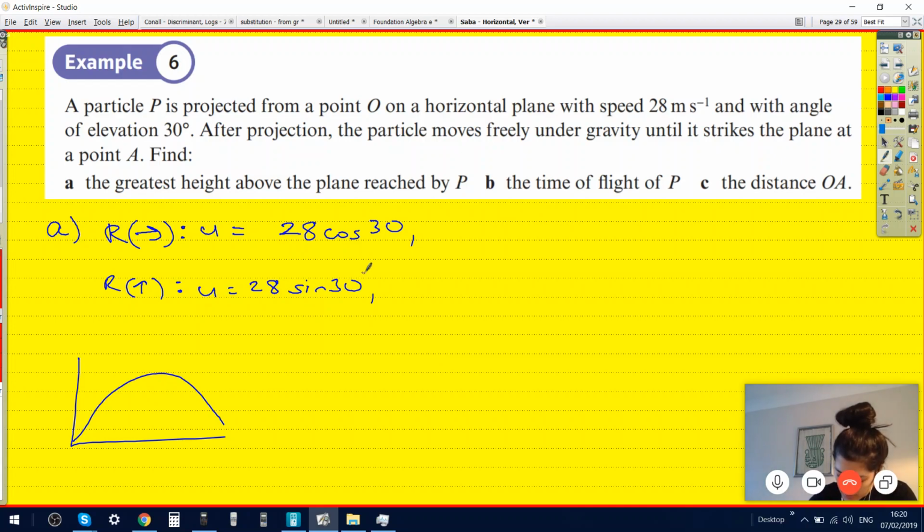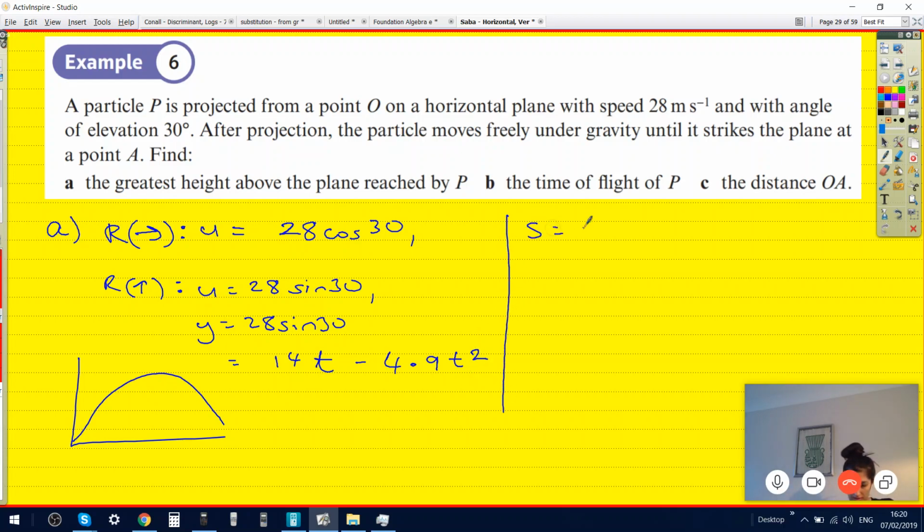Okay, so y equals 28 sine 30, which is an actual number, I reckon. So 14t minus 4.9t squared. And to get maximum height, we need to know the distance. So shall we find out the distance? Sure. So S equals, we don't know. U is 28 sine 30, which is 14. V is 0. A equals minus 9.8, and T we do not know.